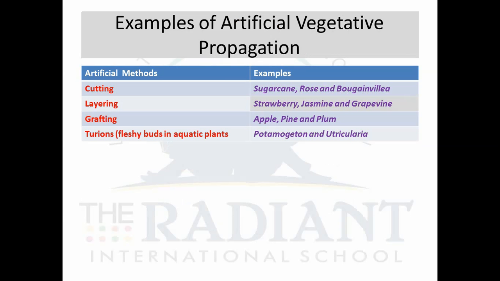Now, students, this is about the asexual reproduction in animals as well as in plants. We have discussed fission, budding, spore formation, vegetative propagation.